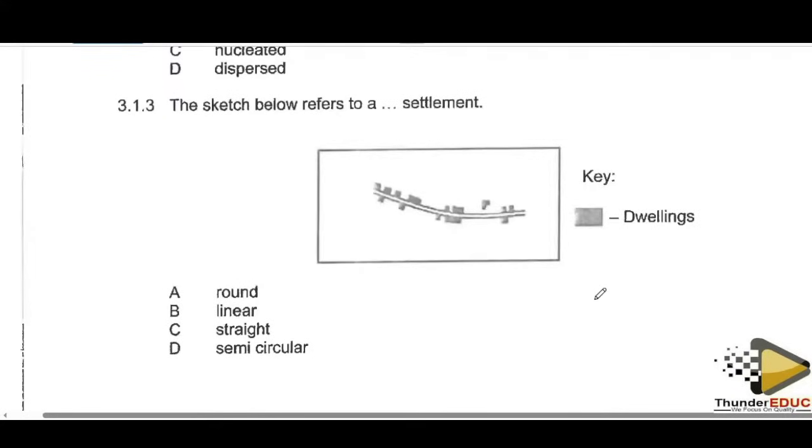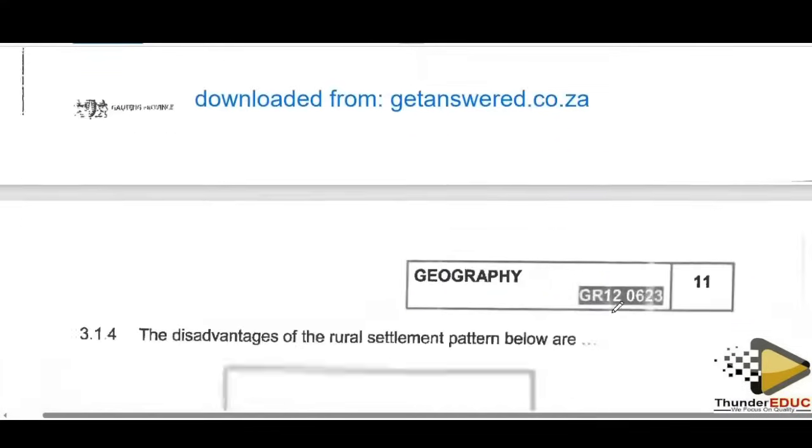The sketch below refers to, that would be B, which is a linear settlement, because you can see it is in the form of a line. You see, and these are the settlements. So we do refer to that as a linear settlement.